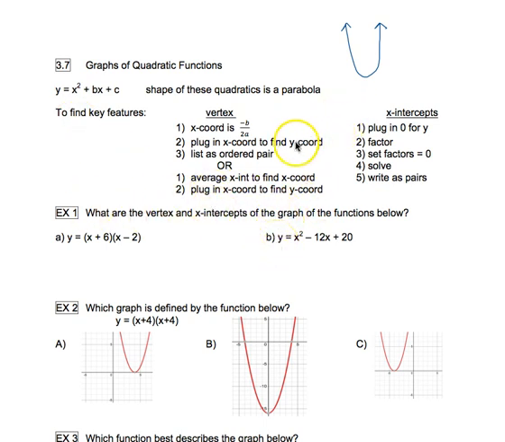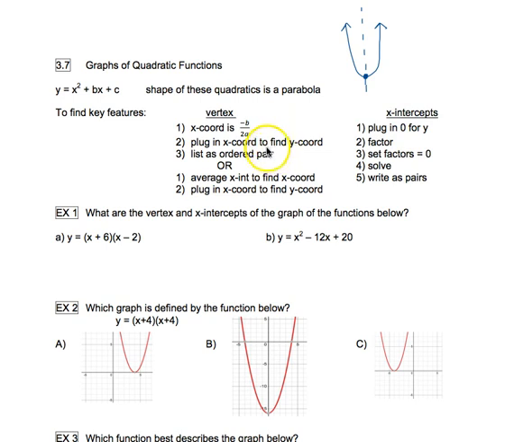So we're going to be focusing on the graphs from two different perspectives, our two main key features. The vertex, which is always the center point that goes through the parabola's line of symmetry. And then we're also going to look at the x-intercepts, which would be the place or places where the graph crosses the x-axis. So I've written out steps for how we find these.